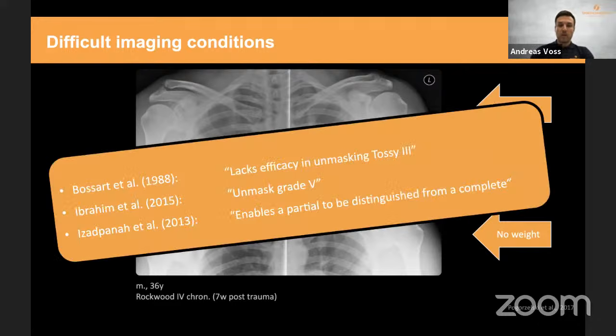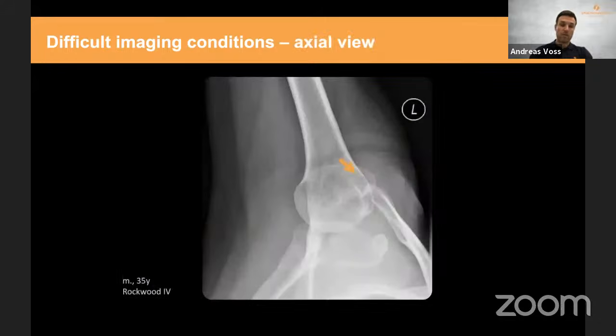So the weight bearing or the weight in the acute AC joint dislocation is not recommended anymore, because it lacks the efficiency in unmasking Tossy 3, which was by that time the classification before Rockwood. It will unmask grade 5 dislocation, and it also enables a partial to be distinguished from a complete tear. So the recommendation in the acute setting is not to put any weights on the shoulder. Also, the axial view is a very discussed imaging. As you can see here, a very posterior dislocation.